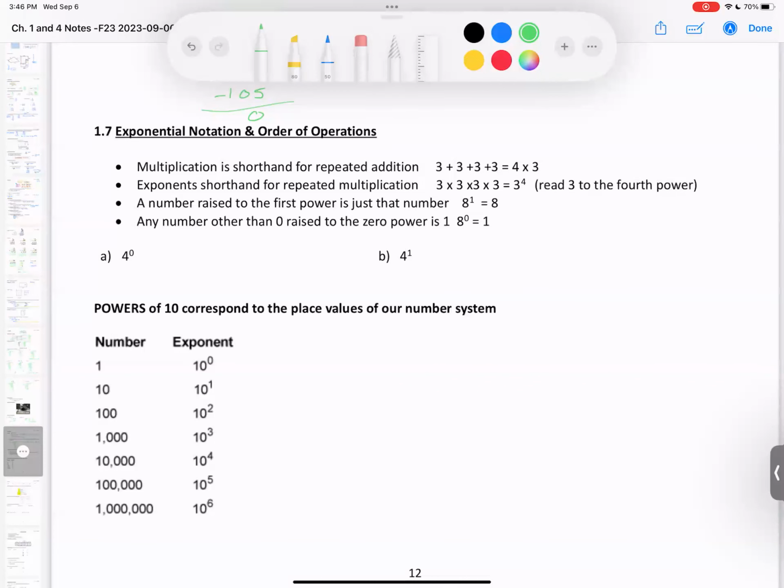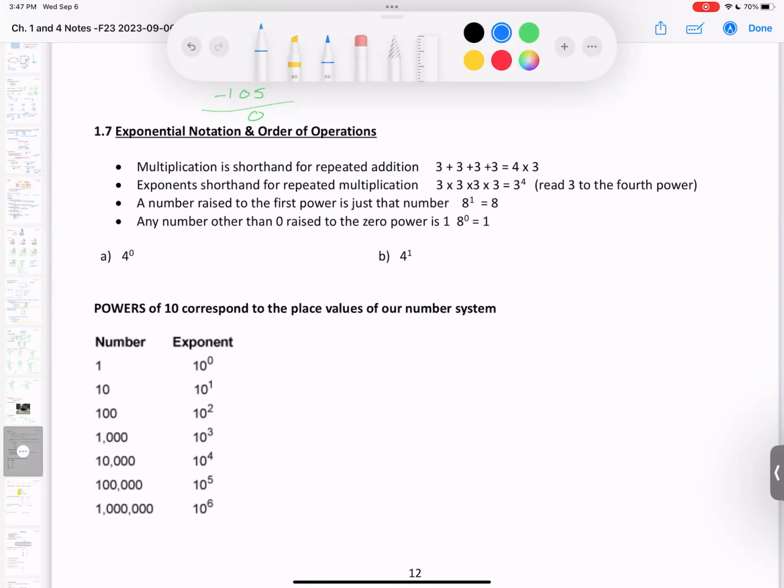All right, welcome to the last section of chapter 1. We're going to talk about exponents and then about putting it all together. So all of the operations together, how do we go about that? What order do we use on those operations? So first, a bit about exponents.